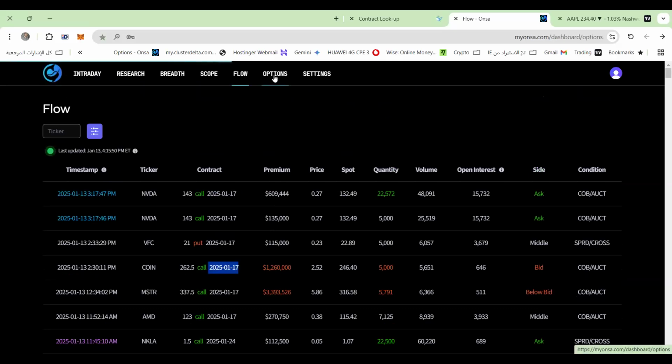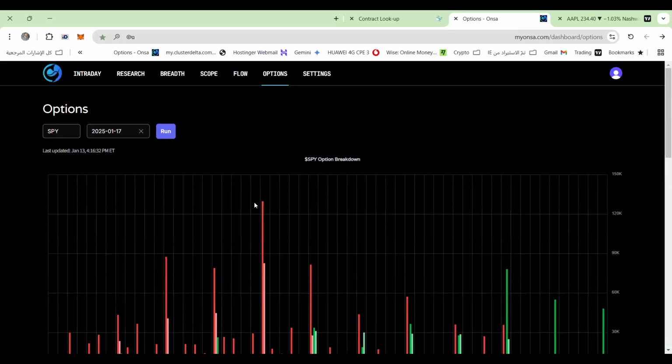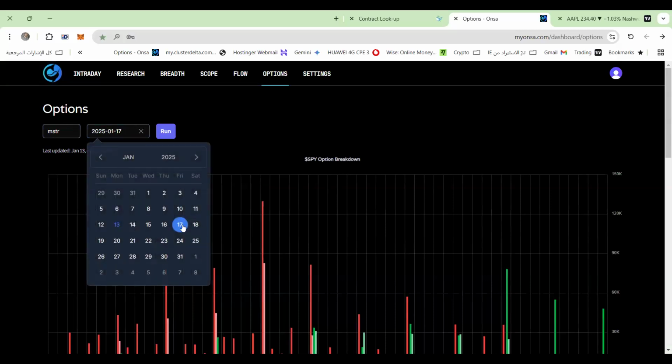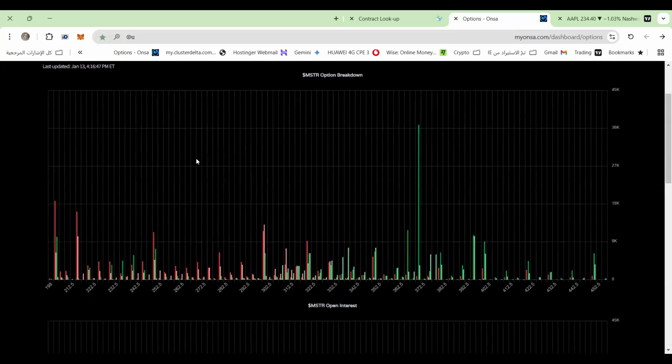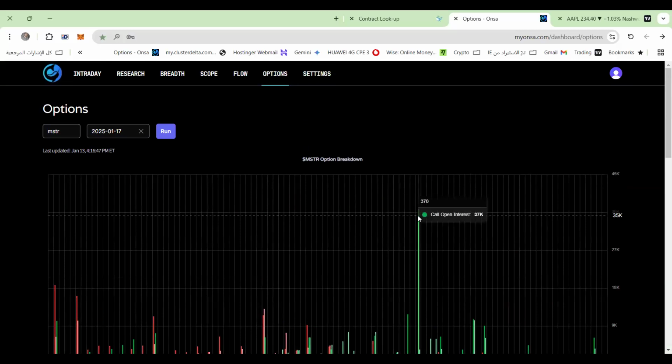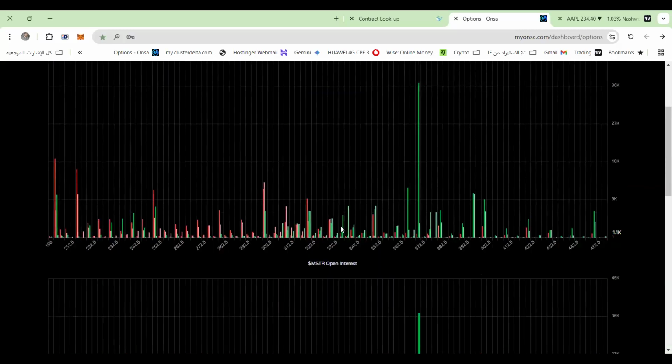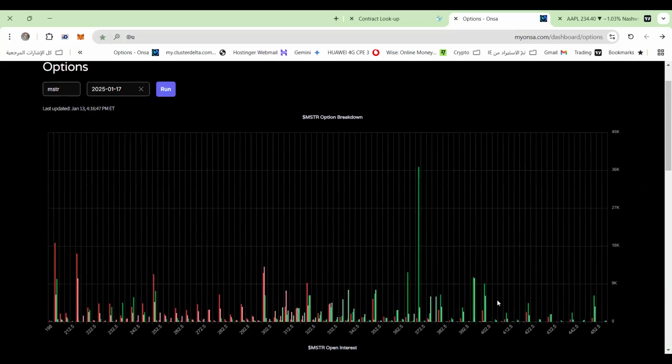This is after the filter, and we will put MSTR in the same period, which is the 17th of January. We will make a run and try to find out what we got right here. So you can see that this contract, which is 370, is very important. And we can see that we've got an imbalance here. This is how we can say that we have an imbalance.